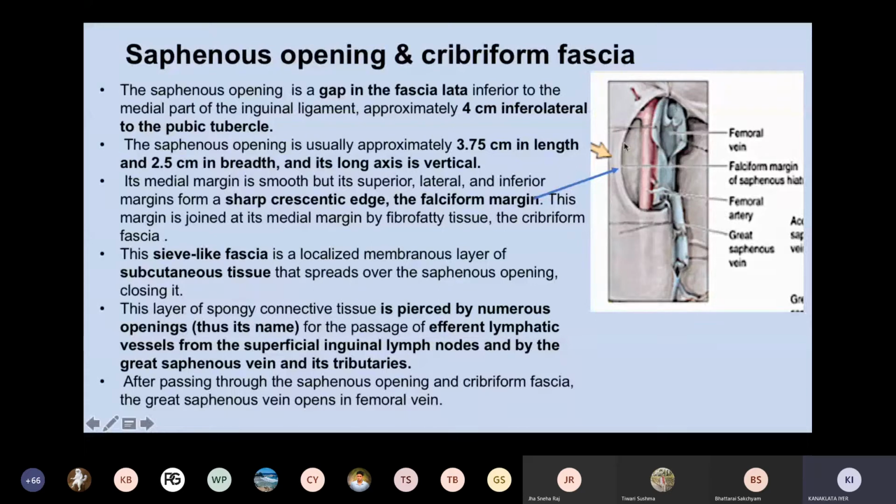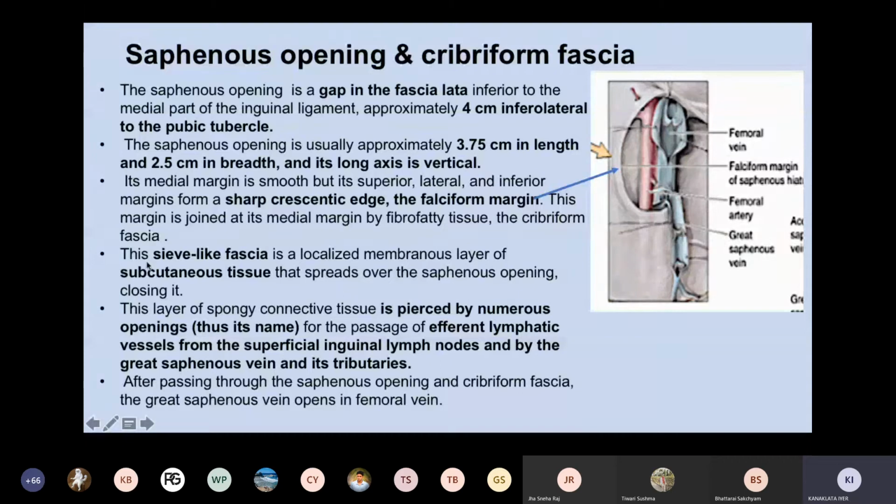So the saphenous opening is C-shaped, its medial margin is smooth, and its lateral margin as well as superior and inferior margins are slightly thickened, and it is crescentic. This is also called the falciform margin. Now this whole thing is covered by cribriform fascia, which they have removed in this particular diagram. Now, this is a gap in the deep fascia. The dimensions I have already told you.